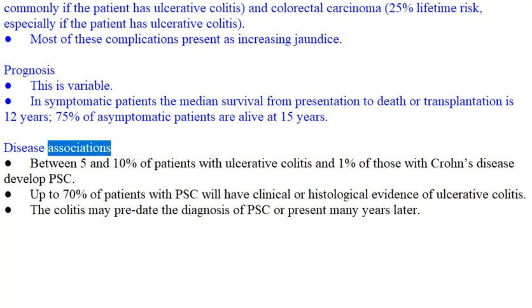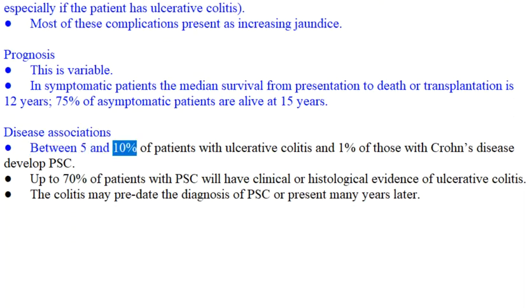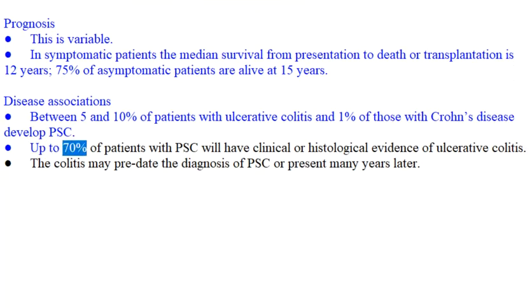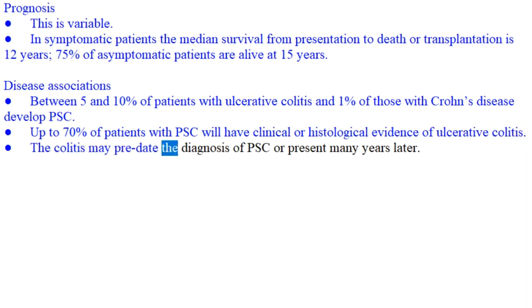Disease associations. Between 5 and 10% of patients with ulcerative colitis and 1% of those with Crohn's disease develop PSC. Up to 70% of patients with PSC will have clinical or histological evidence of ulcerative colitis. The colitis may predate the diagnosis of PSC or present many years later.